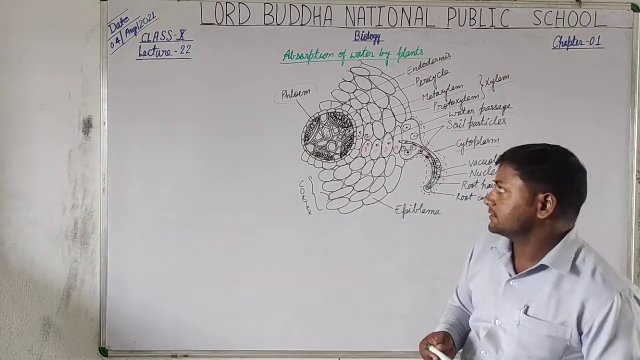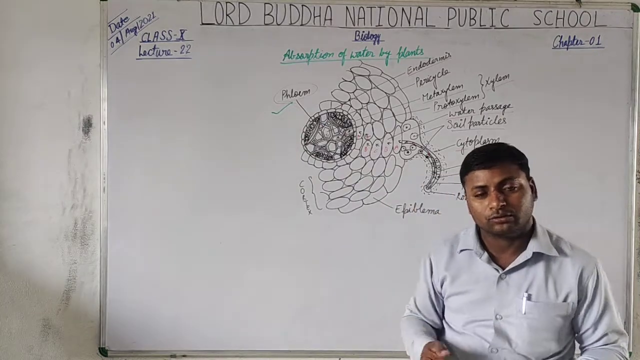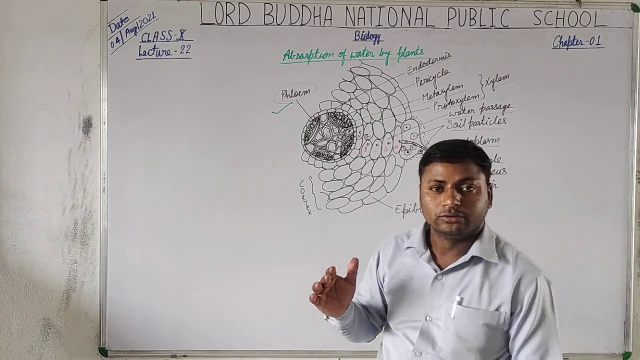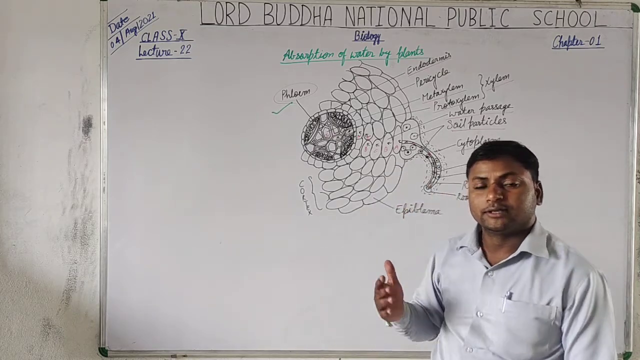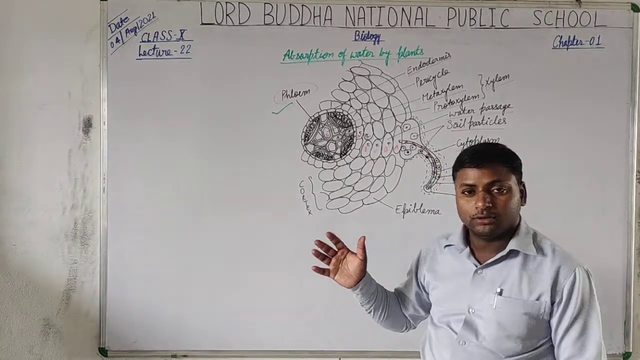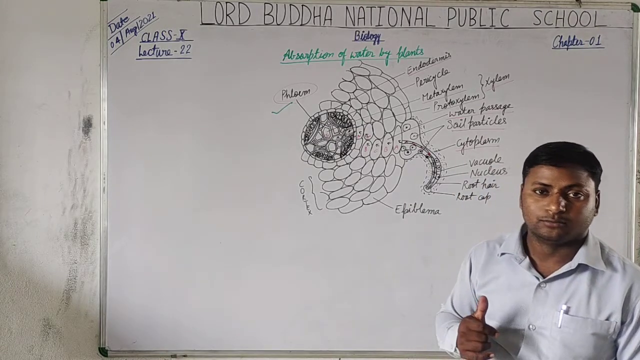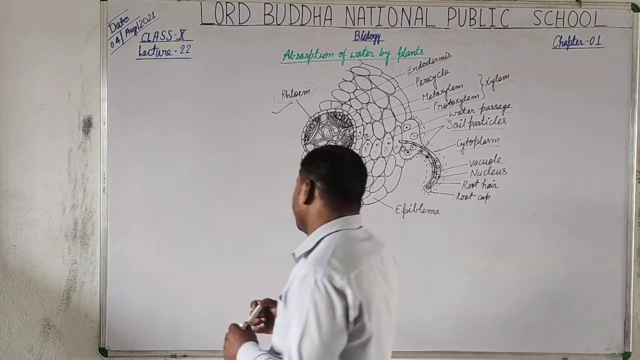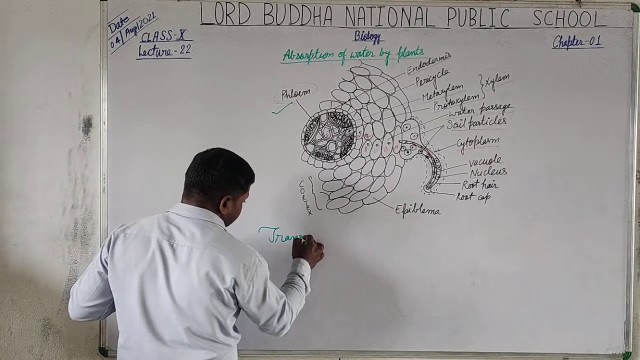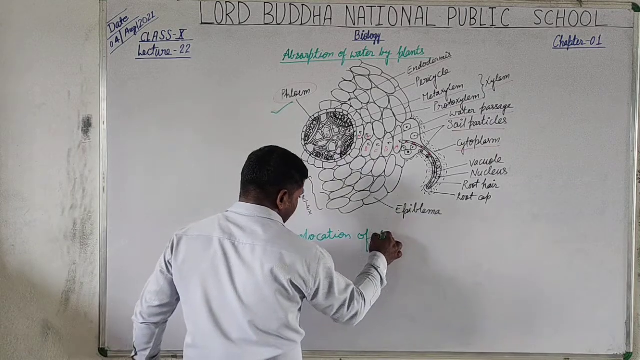Now we are going to discuss more about phloem. What is phloem? As per your previous knowledge, phloem is the kind of vascular tissue that helps in the transportation and translocation of the food synthesized by plants through the process of photosynthesis. So students, our next topic will be translocation of food.